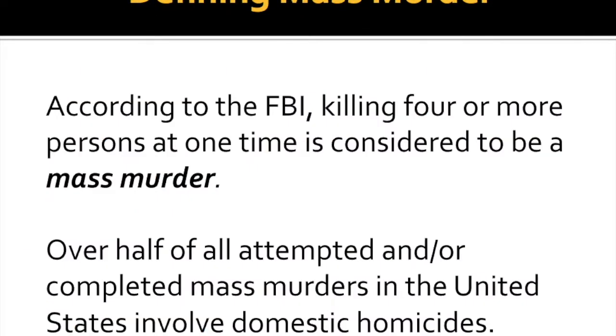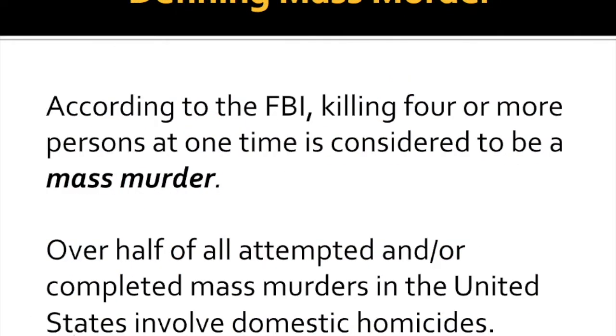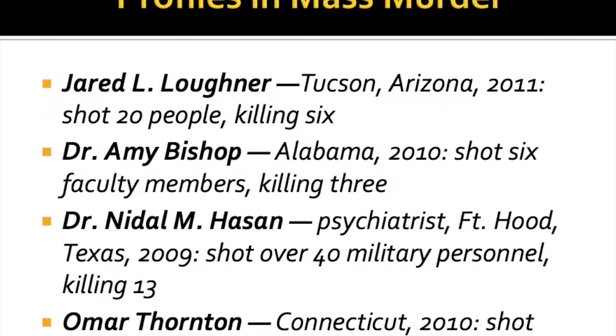Defining mass murder. Now we're going to look at the FBI. It says killing of 4 or more persons at one time is considered to be mass murder. There's a difference between mass and serial murder. Over half of all attempted or completed mass murders in the United States involve domestic homicides. So when you look at that, you look at the word domestic and you see that that plays a major part of the characteristics that we'll be looking at.